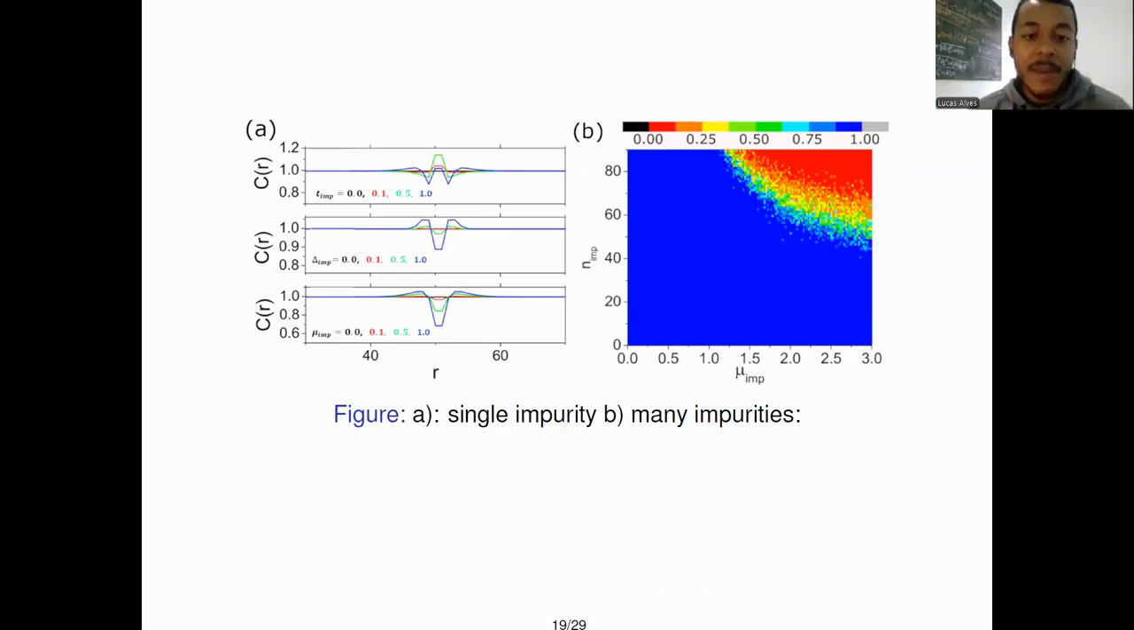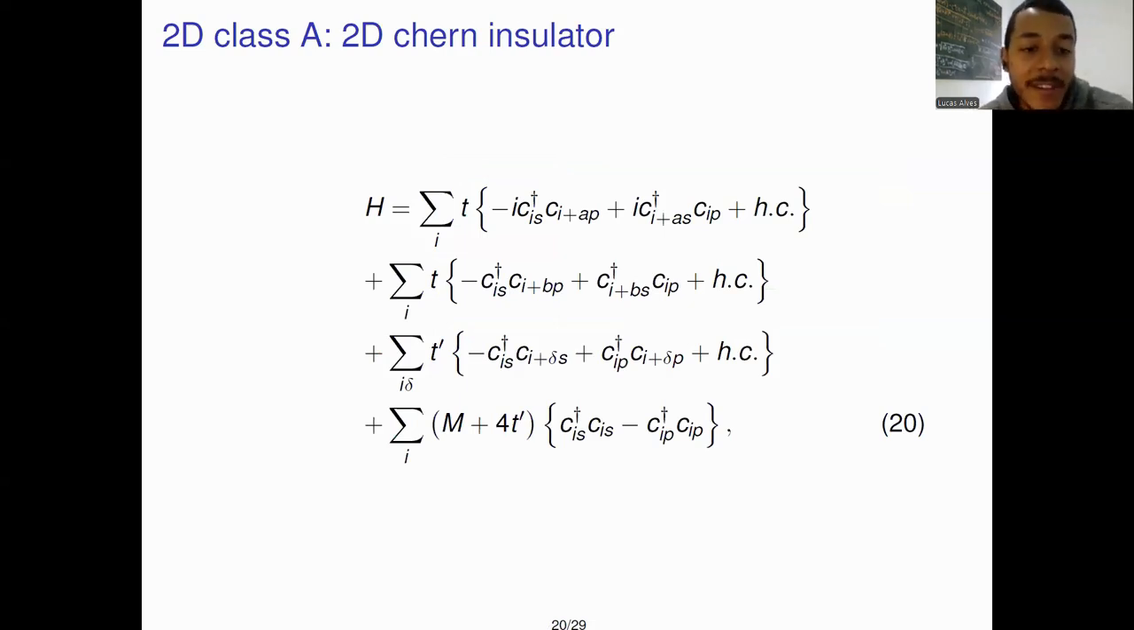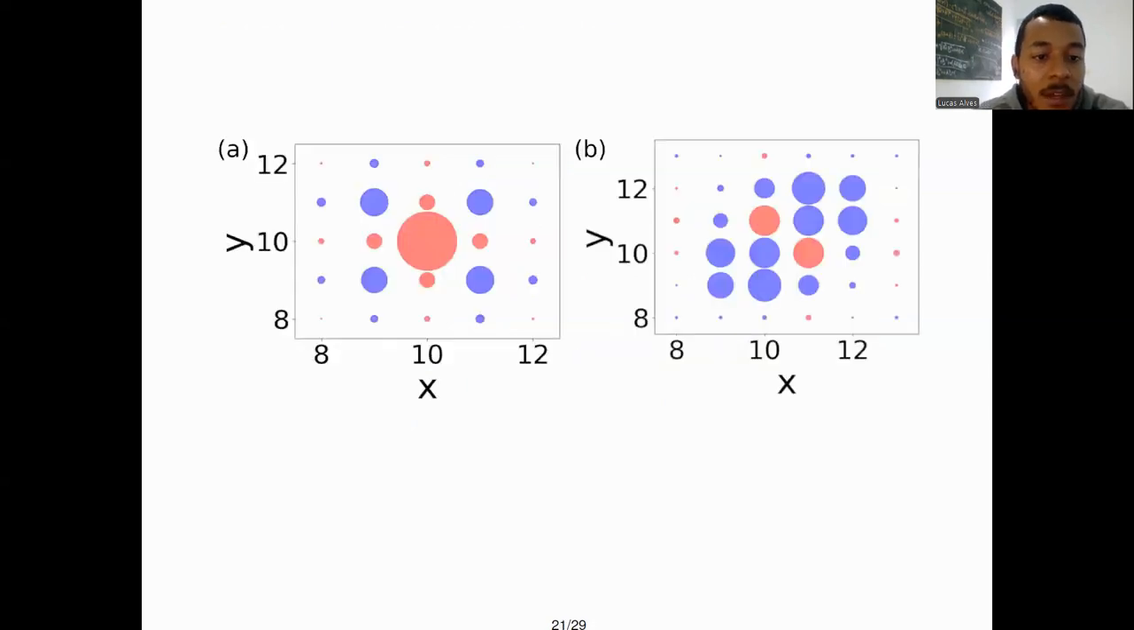We can also add many impurities like we did with the SSH. I showed in figure B here, where we can see the density and strength we are going to need in order to destroy the topological order. We can also investigate 2D systems like this example of a Chern insulator described by this Hamiltonian.